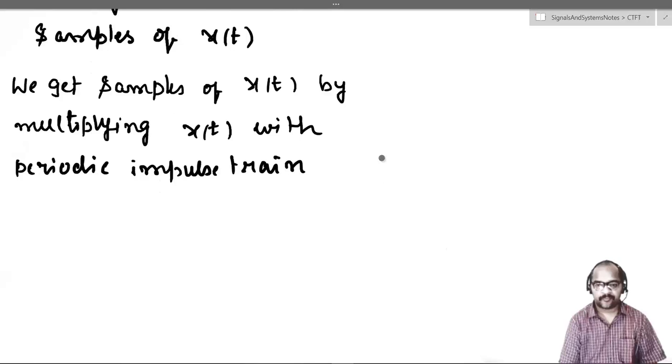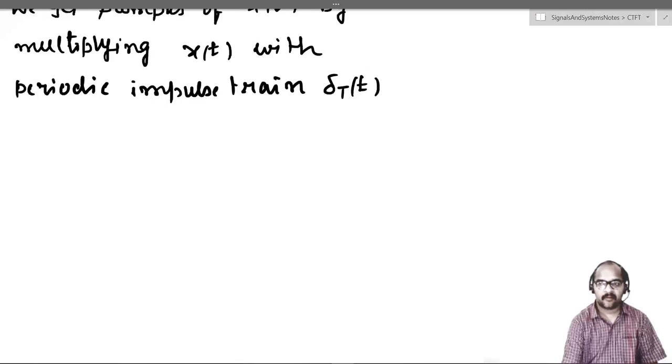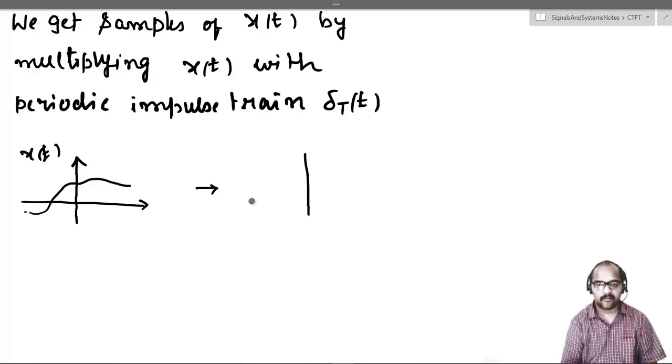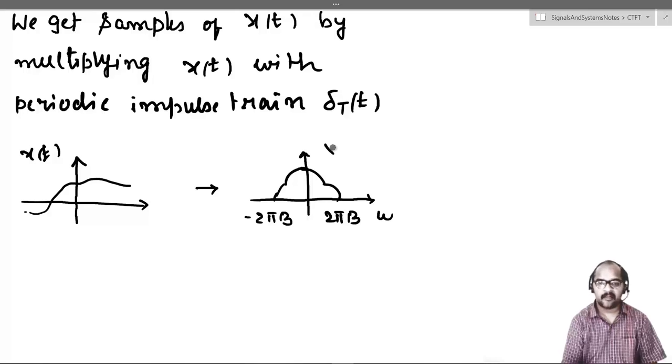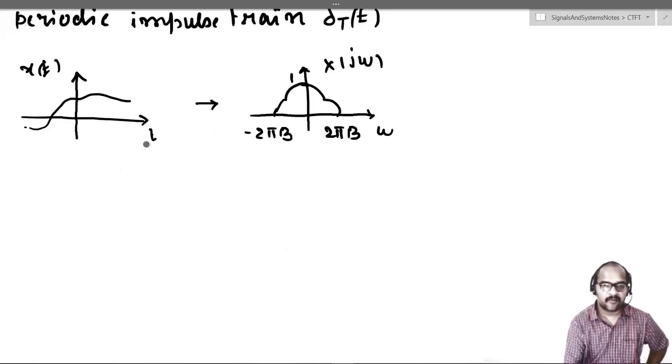And what is the notation we used for the periodic impulse train? Delta T of t. So let us write down what that means. Our original signal x of t is this, something like this, roughly. And this signal's Fourier transform is a band limited signal with a bandwidth of B hertz. So this is from minus 2 pi B to plus 2 pi B, and this is our x of j omega, and the corresponding amplitude we assume to be 1. And this signal should be multiplied with the periodic impulse train. So this is in the time domain.